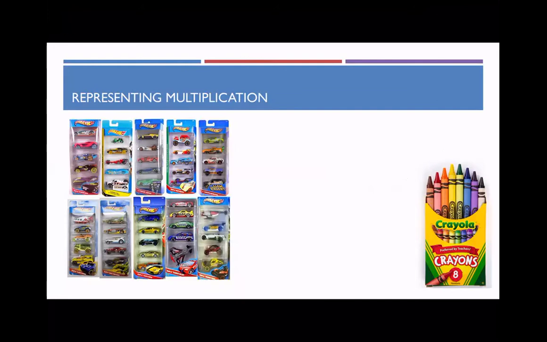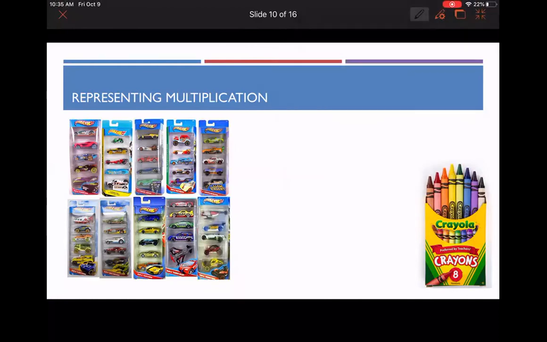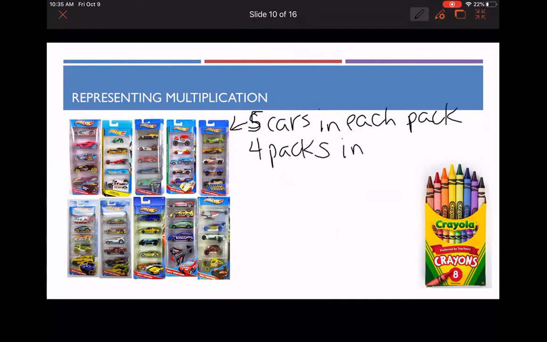I have these packs of Matchbox cars. In each pack, there are 5 cars. There are now 4 packs in each row, and then there are 2 rows, right? So I get 5 times 4 times 2. And you could definitely see it that way.